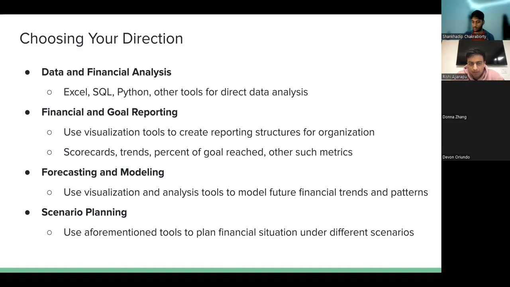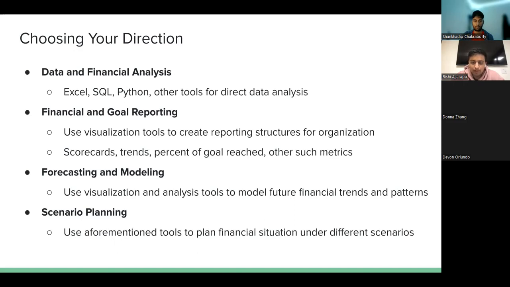And then they'd also create scorecards, trends, or percentage of goal reach, and they'd use those metrics to try to evaluate how they've reached their goals and what else they can do. And then you have forecasting and modeling. This is basically just using data visualization or analysis tools to look to the future and try to model those trends and patterns that a company might have.